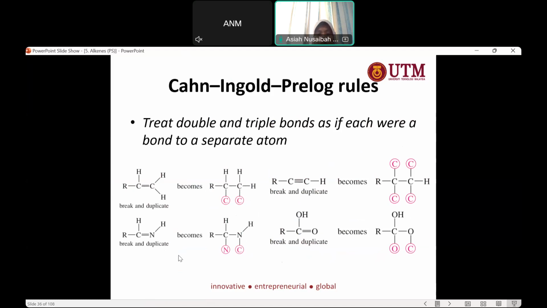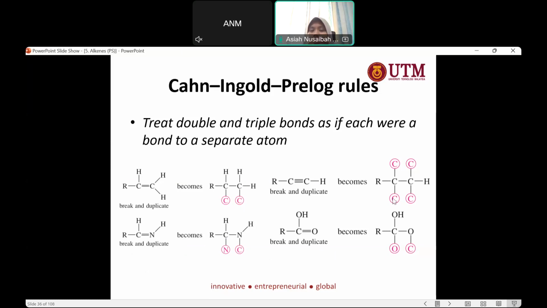To understand more, see at the bottom, we have C double bond N. Break and duplicate. Let's break the double bond into a single bond. Let's duplicate. C attached with N, duplicate, C attached with N. N attached with C, duplicate, N attached with C. This is what break and duplicate means. This is the example for double bond.